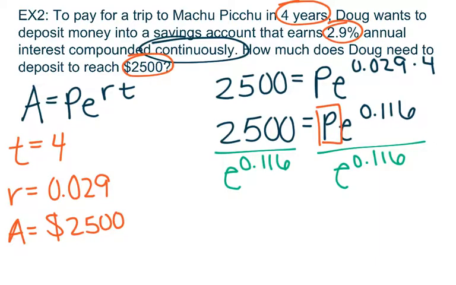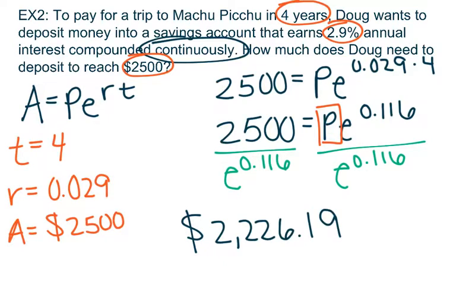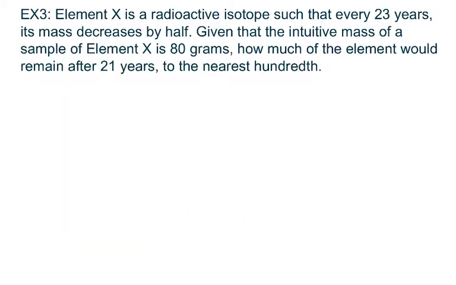Okay, so 2,500 divided by e to the power of 0.116, we should get $2,226.19. These will cancel, and that's roughly our principal, which is how much money he needs to put into his savings account to reach $2,500 in 4 years. Okay, so that is compounding continuously. Now let's move to example 3, and we're going to look at half-life.